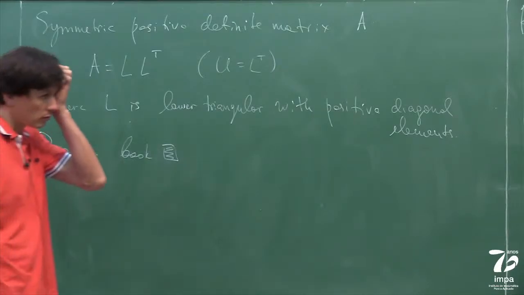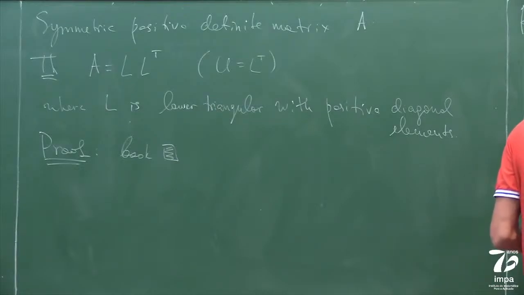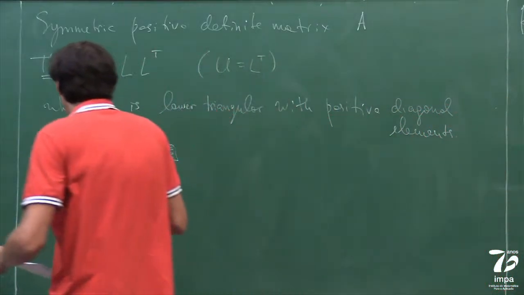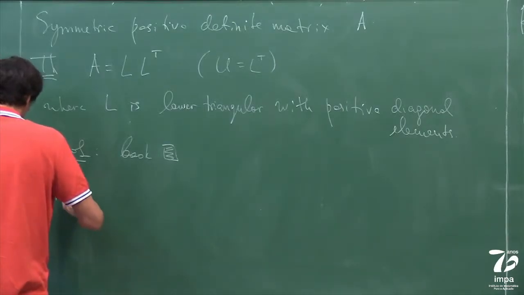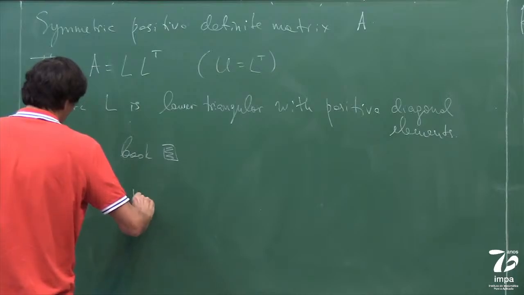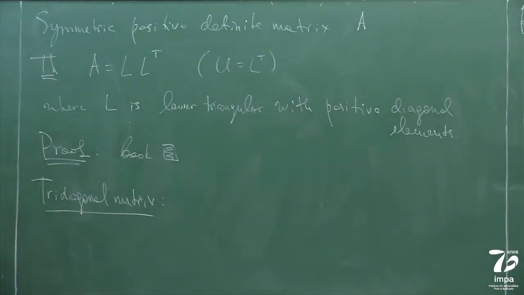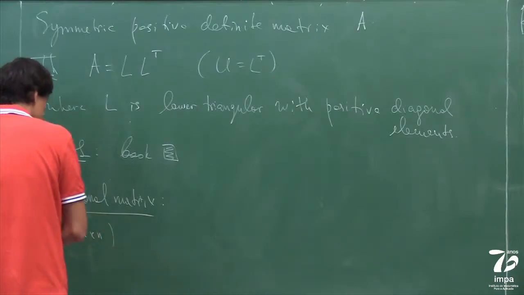The next step that we will do is tridiagonal matrices. Well, the name already speaks for itself. It's an n by n matrix, so a square matrix.